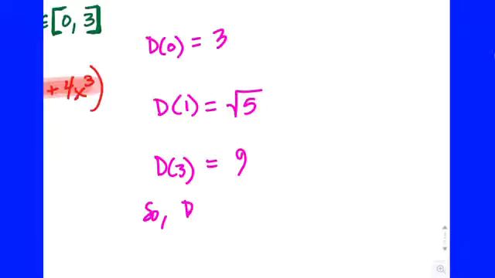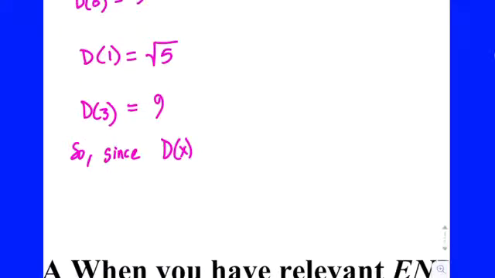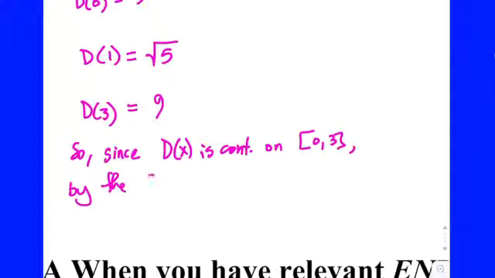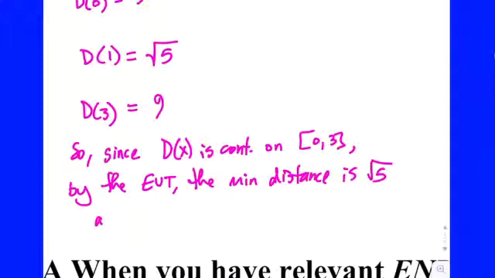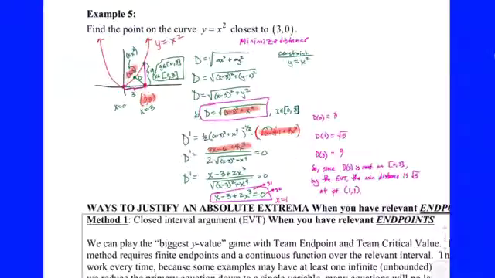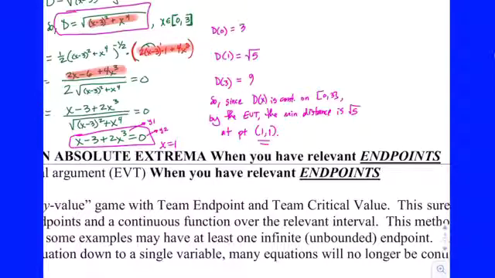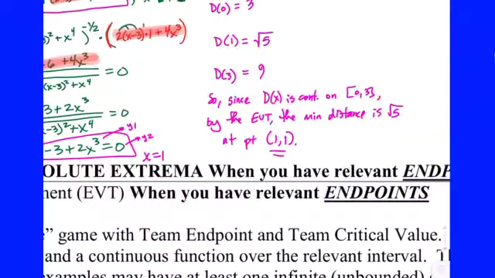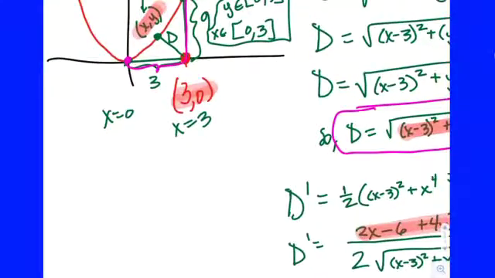So we could say, since if we had to justify, since d of x, or just d, well, what's the function? Yeah, d, we'll call it d of x, is continuous on our closed interval from 0 to 3, by the EVT, the minimum distance is square root of 5 at the point 1, comma, and then we can plug it into the function, which is x squared, 1. All right, so ultimately it asks for the point on the curve. And so we did, we found it, 1, 1, and we gave a little bit of a bonus piece of information there. We gave the actual distance, the square root of 5. So that would be somewhere right in here, 1, 1.